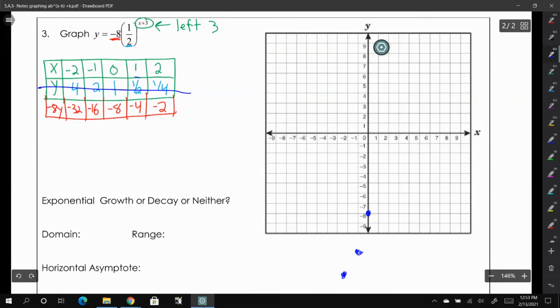1, -4. 2, -2. So our graph is going to look like that. Now we need to take each of those points, though, and move them left 3. So yeah, for the ones that are off the graph, it might look a little funny to do that. So just every point we're moving left 3. So now our graph will look like that.